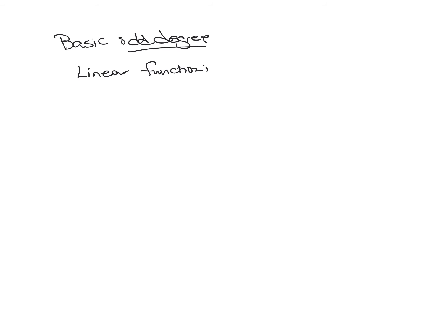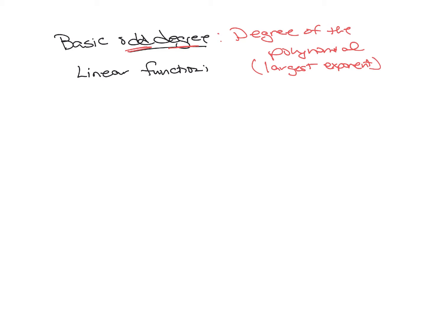Okay, and when I'm talking about this odd degree here, I'm talking about the degree of the polynomial. So the degree of the polynomial, let's not forget what that means. That is the largest exponent or power in the function, okay? Largest exponent or power in the function. So when we're talking about odd degrees, that means x to the power of 1. So that's your linear function, y equals x, right? Or it could be x to the power of 3, x to the power of 5, etc.